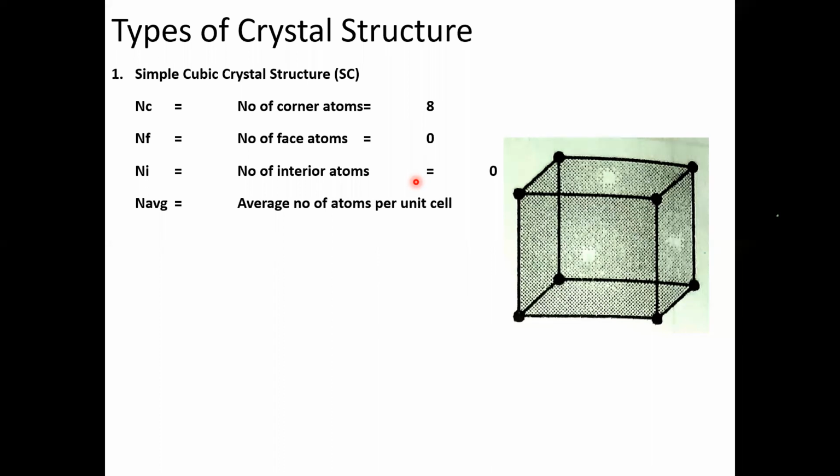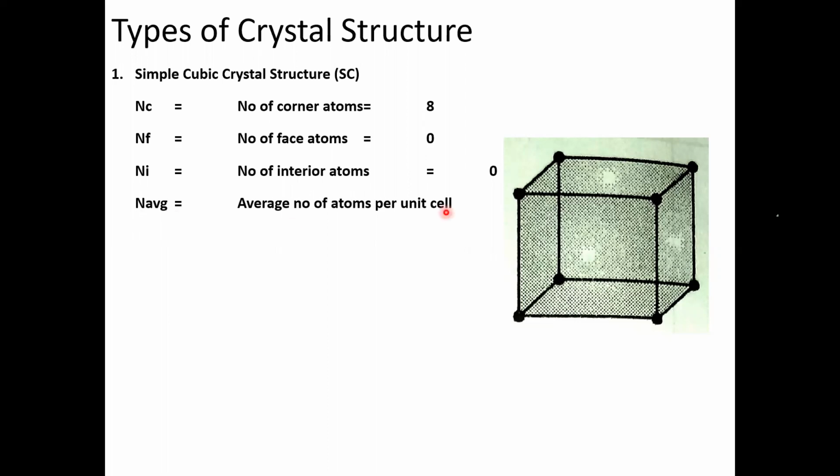We have to find the average number of atoms per unit cell for simple cubic, body centered cubic, face centered cubic, and hexagonally close packed structure. First we calculate for the simple cubic structure. So N average stands for average number of atoms per unit cell.